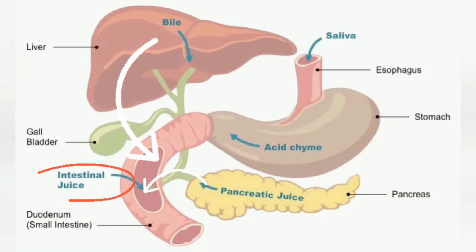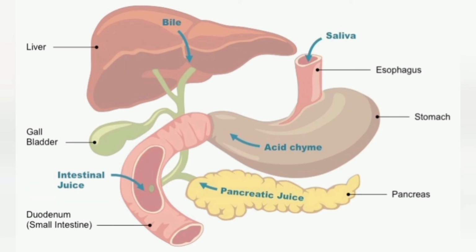Then, next comes the intestinal juice. It is also alkaline in nature. It is secreted by numerous unicellular intestinal glands present in the internal lining of the small intestine. It contains many enzymes that help in the completion of digestion of food.